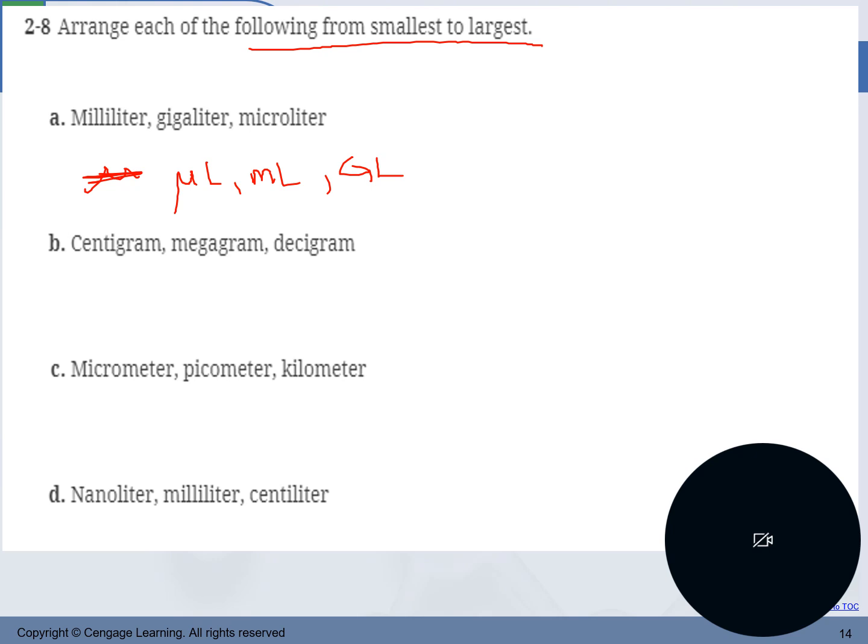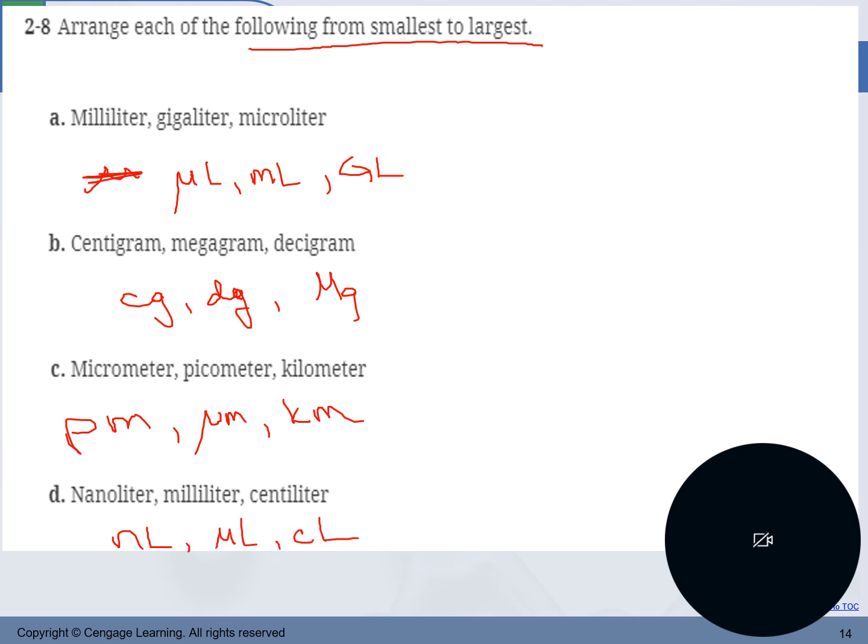For B would be centigram to decigram to megagram. Next, we would have picometer to micrometer to kilometer, and then finally nanoliter to milliliter, and then to centiliter.